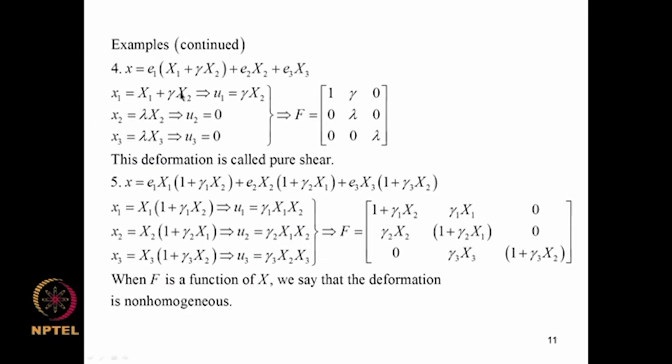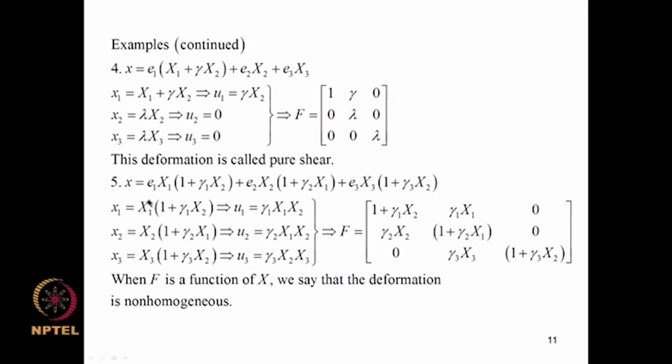A slightly more involved example. Here x1 is X1 plus γX2, x2 is λX2, x3 is λX3. So, that the F matrix will be given by this, and this deformation is called pure shear.